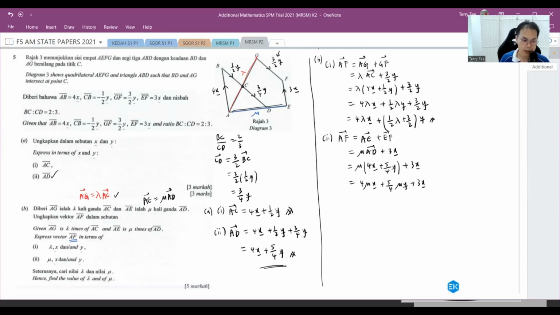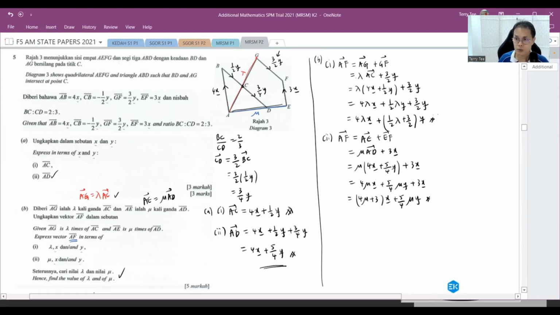Okay. Now we can put them together. This will be 4 mu plus 3, I factorize my x. Can you see? 4 mu x and 3x, I just take out the x. And then 5/4 mu y. So I got two versions of AF, one in terms of lambda, x, y, another one in terms of mu, x, y. Okay, then hence find mu and lambda.